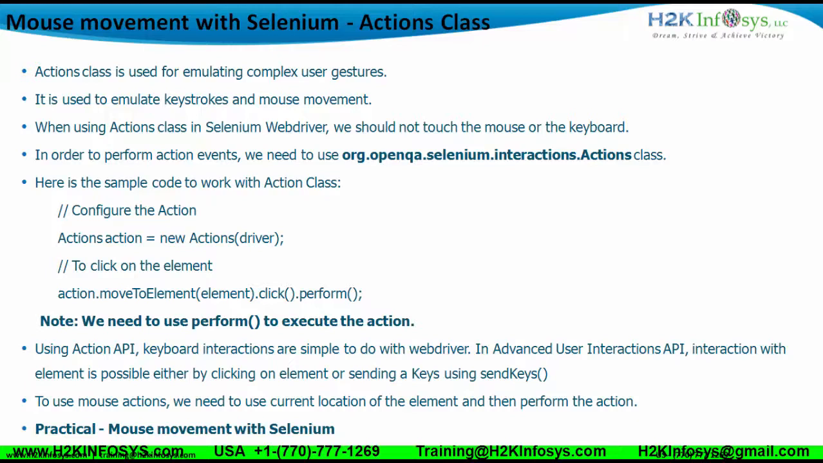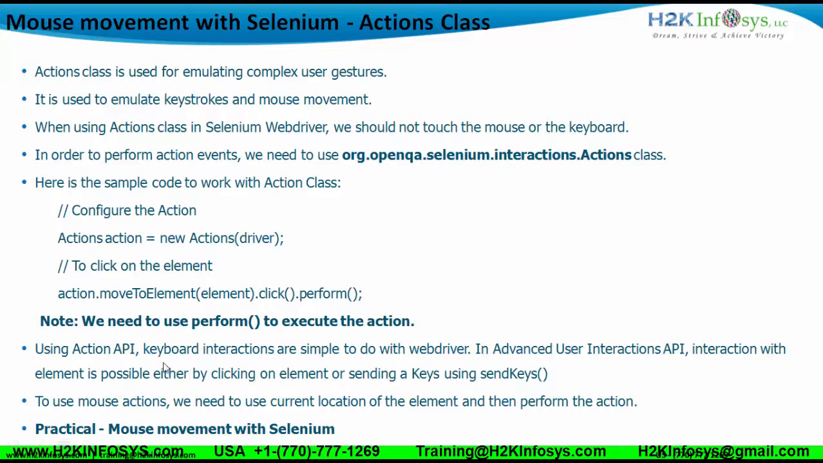In order to perform the action event, we need to use the package called org.openqa.selenium.interactions.Actions class. Now this is the sample code to work with the Actions class. The Actions class object needs to be created, and the object needs to be passed the constructor of the driver, which is nothing but the driver used to open up the browser. And then we need to move to an element, click and perform on that. We need to use perform to execute the action. The perform method here is basically used to execute the action.